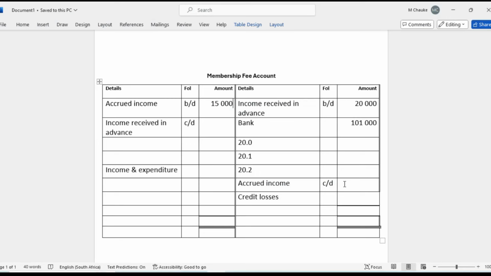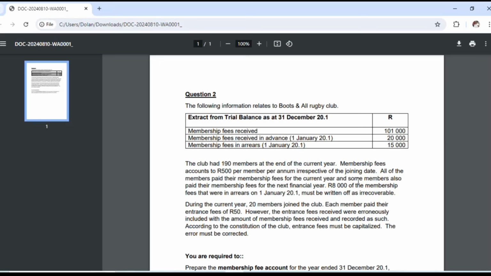So we're going to put 0 on the accrued at the end because we do not have accruals. It is paid, right? All members have paid, so it means we do not have accrued income. We don't have outstanding membership fees to be received at the end of the year. That is the meaning of that statement, right?